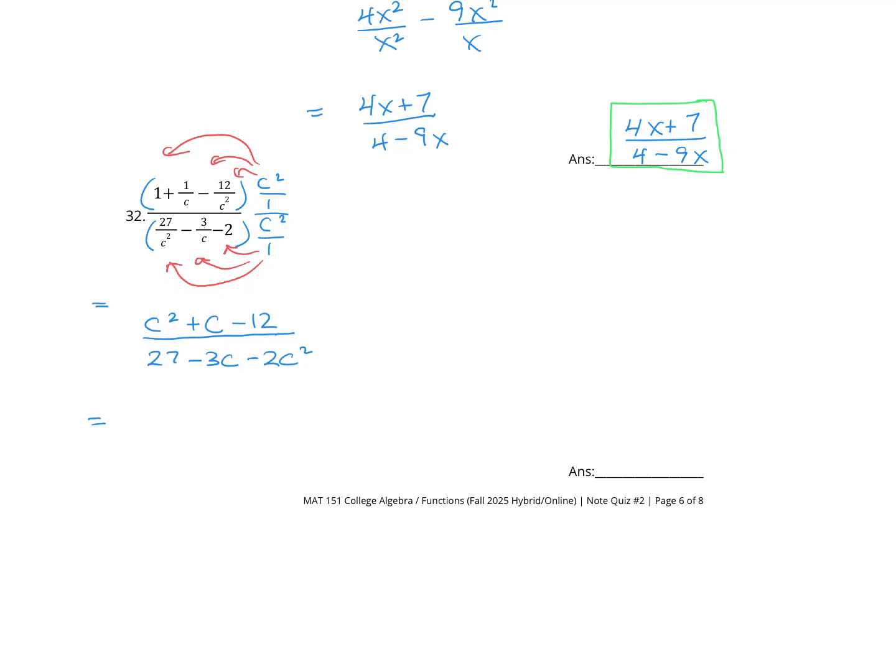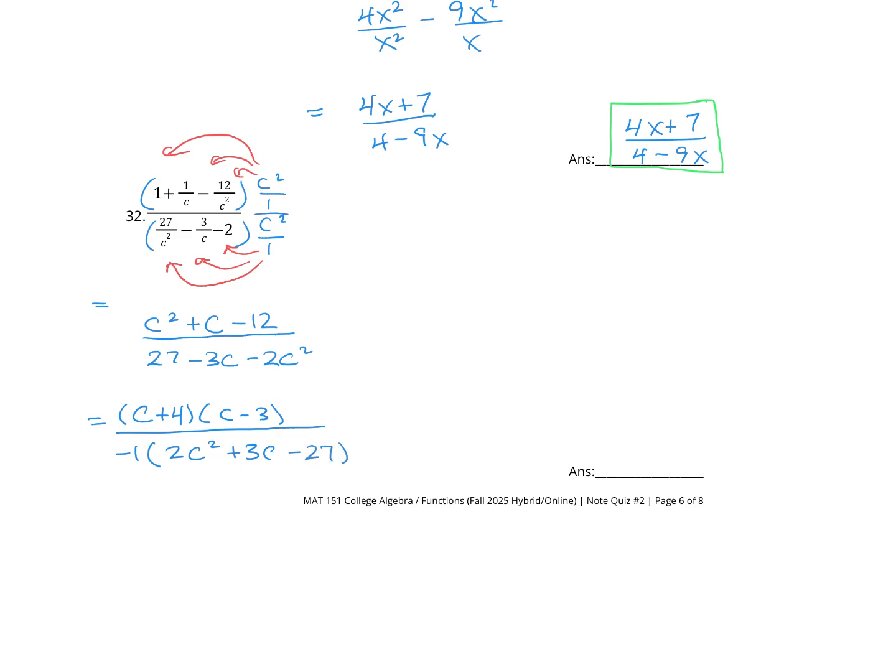Upstairs, you will notice that I can find 2 numbers that multiply to make negative 12 and have a difference of 1. That's 4 and 3. So that's going to be c plus 4 and c minus 3. Down below, I'm going to do myself a huge favor and factor out a negative 1. You can see with 2c squared plus 3c minus 27.